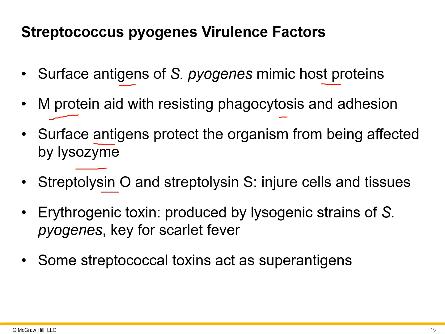It does produce streptolysin O and S that can injure cells and tissues. It also produces a toxin called erythrogenic toxin. This is produced by some of the lysogenic strains that actually kill the cells to get out of them, and this is one of the key factors for scarlet fever. And then some of those toxins can act as superantigens that overactivate the immune system, so we get an enhanced immune response. But again, the negative effects of the immune system can become an issue.